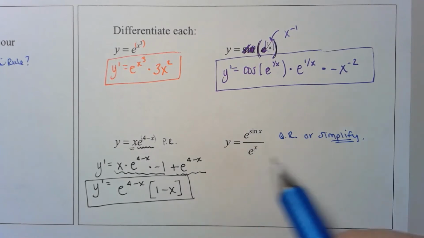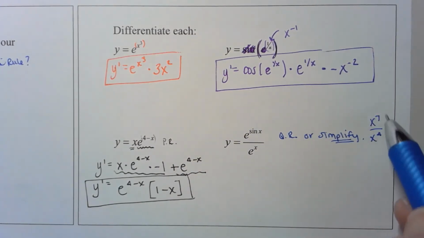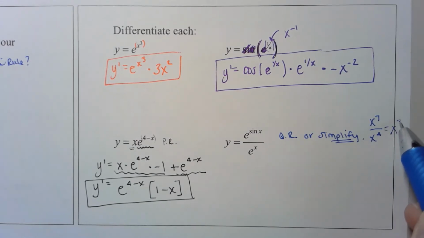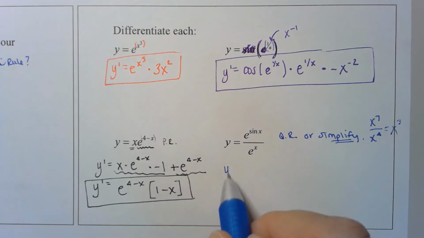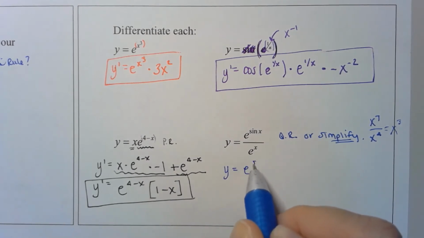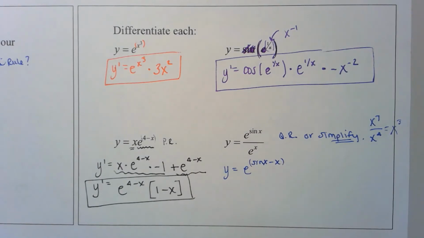Right? We're dividing. What if I had x to the 7th divided by x to the 4th? The rule is we subtract the exponents, right? Same thing, my bases match. So couldn't we rewrite this as e to the sine of x minus x? Subtract the exponents? Oh, I like that a lot already because I won't have to use the quotient rule.